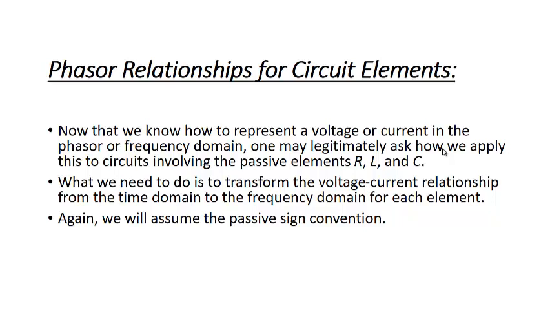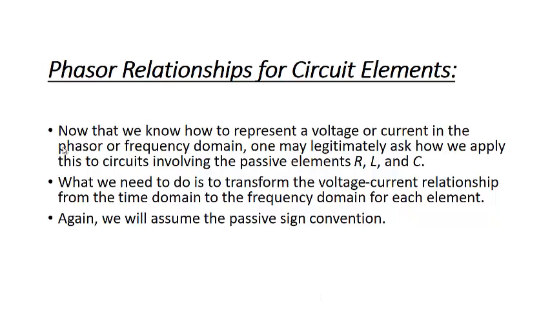Today we'll be doing the phasor relationships for circuit elements. So we know that we have three types of circuit elements. They are resistance, inductance, and capacitance. In time domain representation, we know how they can be represented, but now we need to find out their relationship in phasor form so that we can solve the circuit in frequency domain.